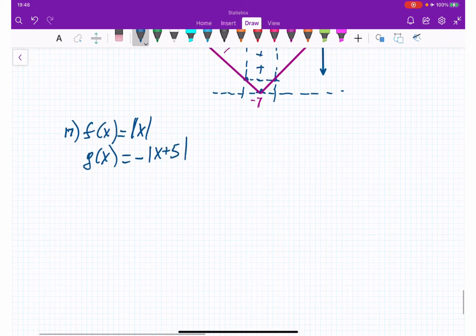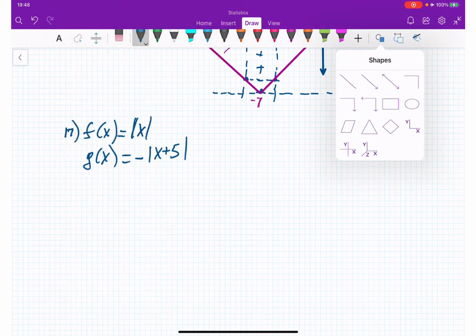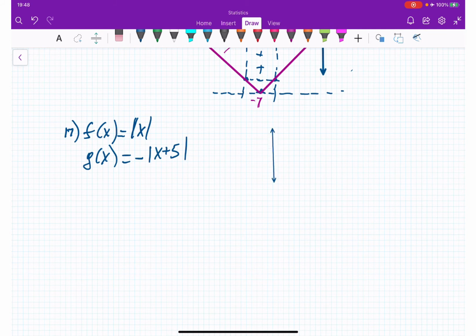Okay, let's build. All right, next. Actually, okay, so first we need to build graph absolute value of x.